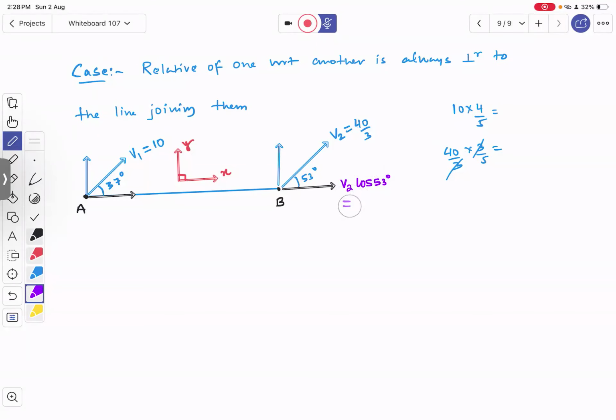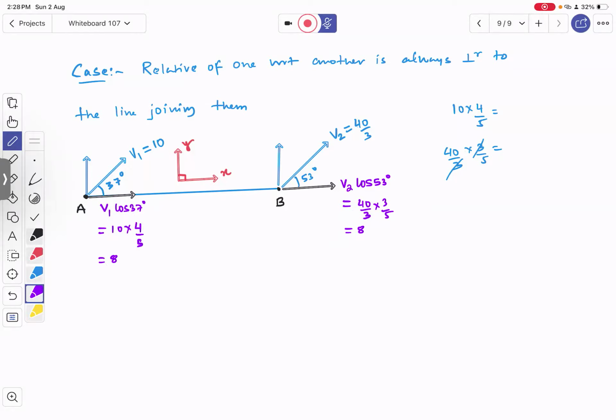And what is it going to be? 40 by 3 into 3 by 5, that is 8. In the same way, the component of V1 along the X direction, or along the line joining them, is V1 cos 37. And that is going to be how much? 10 into 4 by 5, that is also 8.